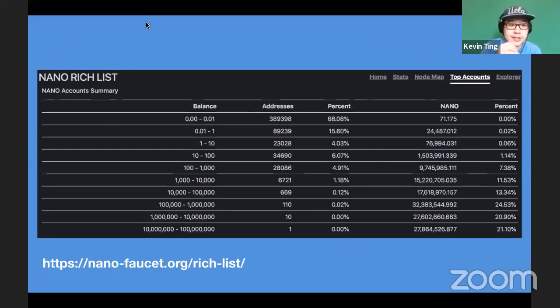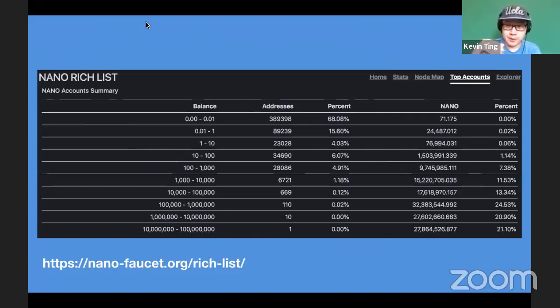Now, current distribution. This is a Nano rich list I got from nanofaucet.org. You can see the addresses, how much Nano they own, and the percentage of Nano in each tier. So basically, this is taking a look at how much is controlled by whales, right? Like the balance between 1 million and 10 million, where 10 addresses have that amount. And 110 have between 100,000 Nano and 1 million Nano.